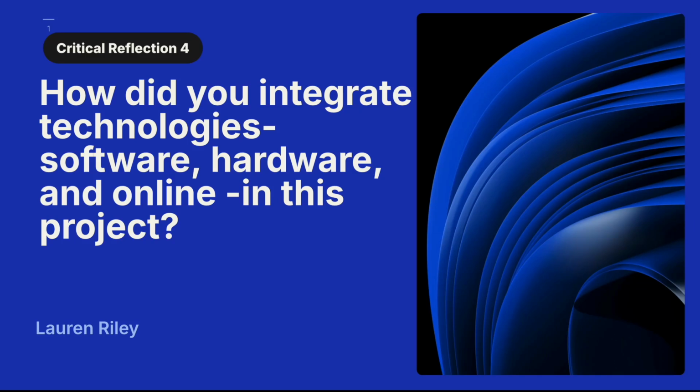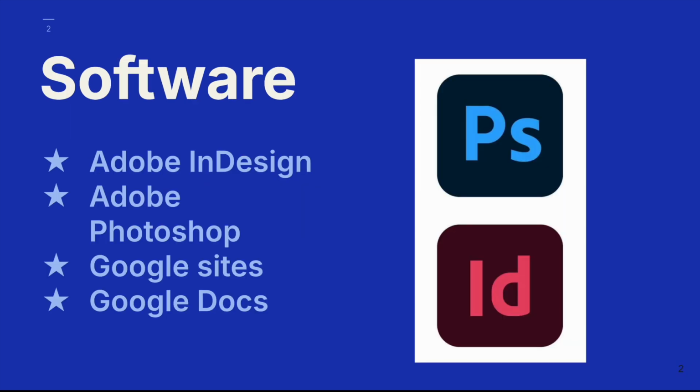Within this video, I'm going to be answering the question: how did you integrate technologies such as software, hardware, and online in this project? Starting off with software, I mainly used Adobe InDesign, Adobe Photoshop, Google Sites, and Google Docs. I used Adobe InDesign to set up my entire magazine production. I used this when I was inserting pictures, just really to lay out everything within my magazine.